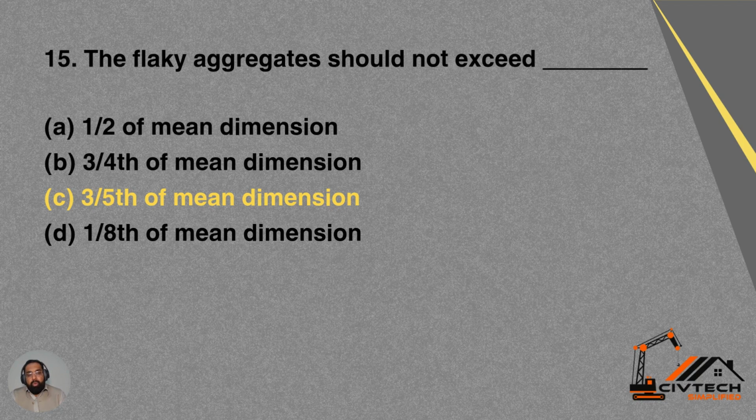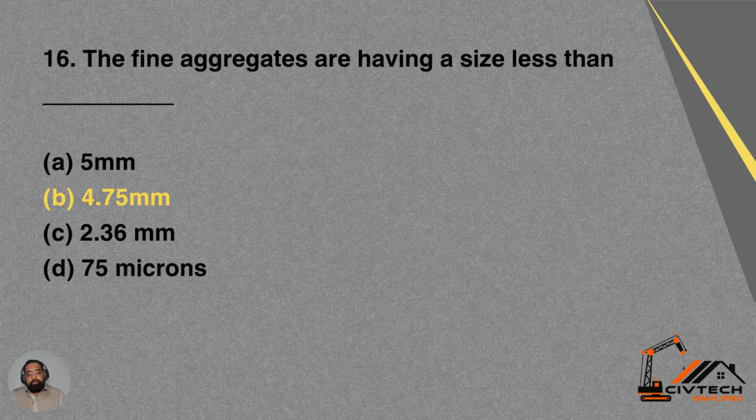The flaky aggregate should not exceed dash: 1 by 2 of mean dimension, 1 by 3 of mean dimension, 3 by 5 of mean dimension, 1 by 8th of mean dimension. So C is the correct answer for this question.